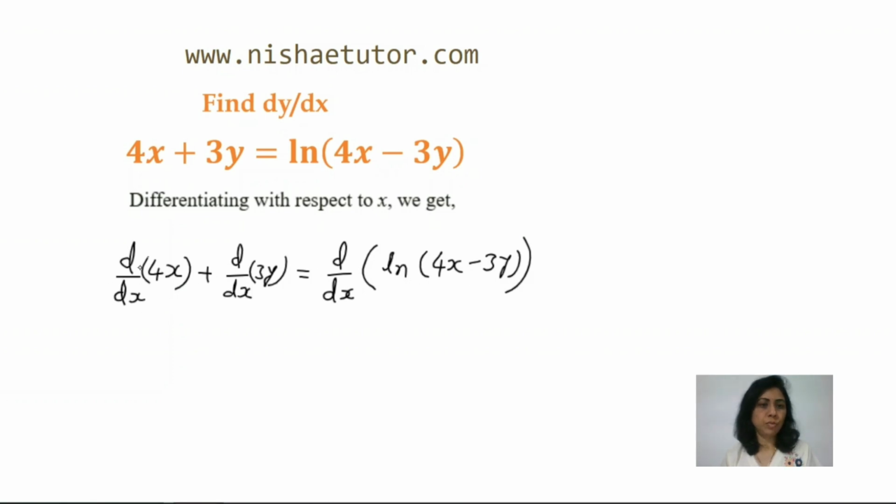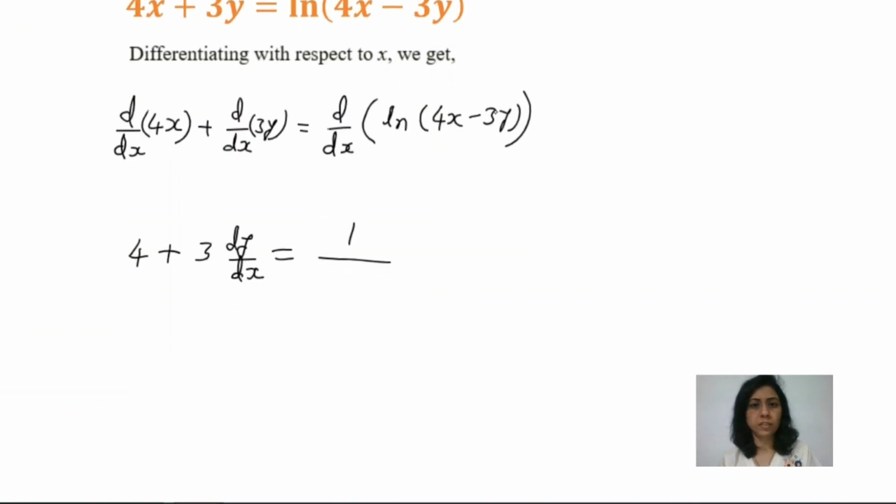Here we differentiate 4x with respect to x, we get 4. 3y, when we differentiate with respect to x, we get 3 dy upon dx. Here this is a log function, so we get 1 upon, here 4x minus 3y, so we can write 1 upon 4x minus 3y, and using the chain rule, d upon dx of this portion, we differentiate 4x minus 3y.